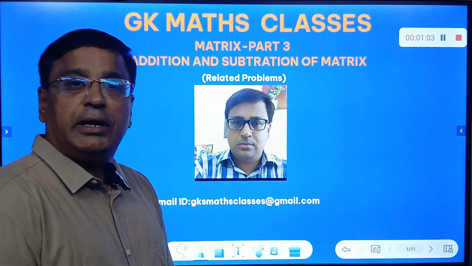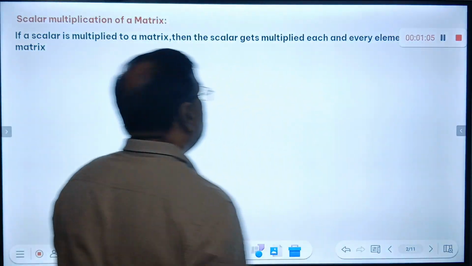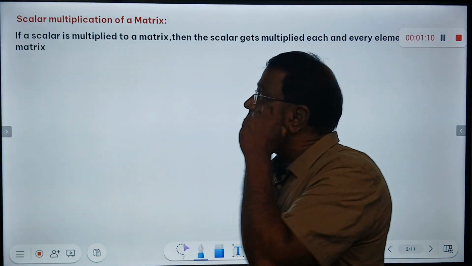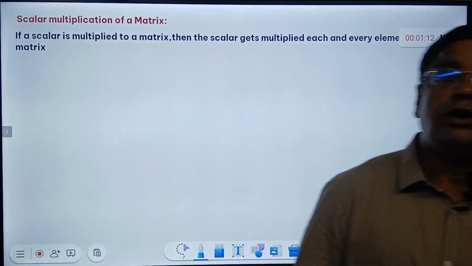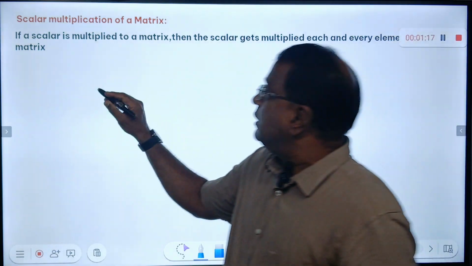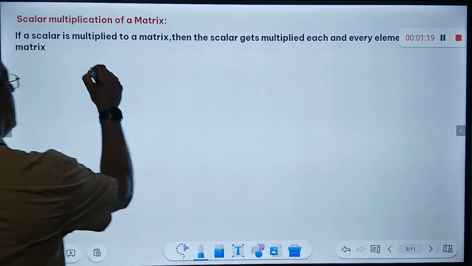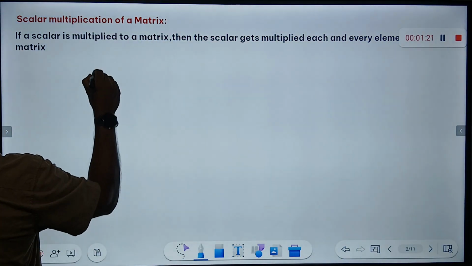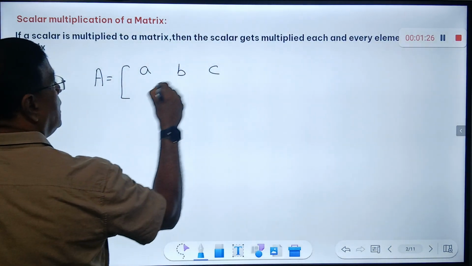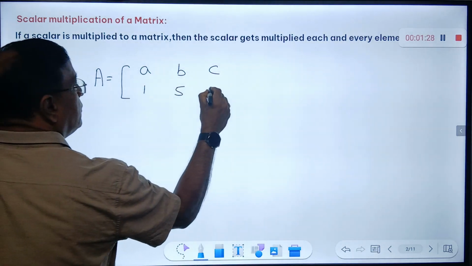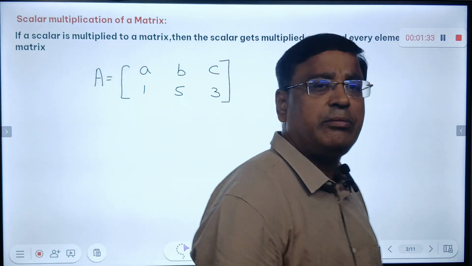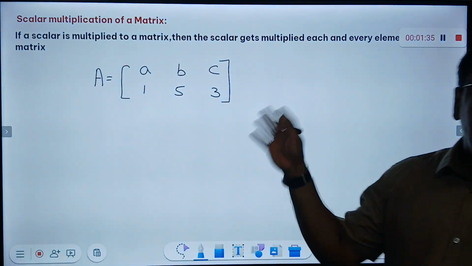Okay, now let's make a beginning. Before I go to addition and subtraction of matrix, there is something very important, where we talk about scalar multiplication of a matrix. Now, what is scalar multiplication of a matrix? Through an example, let me explain that to you. Suppose I have a matrix A, which is say a, b, c, 1, 5, 3. It can be a rectangular matrix, it can be a square matrix, it doesn't matter. It can be any matrix.